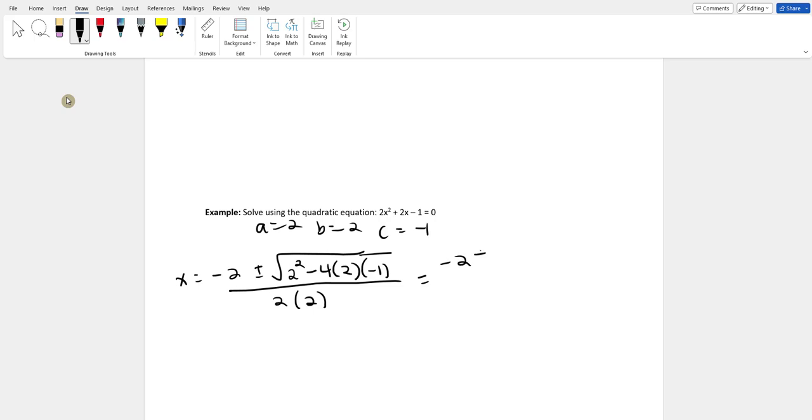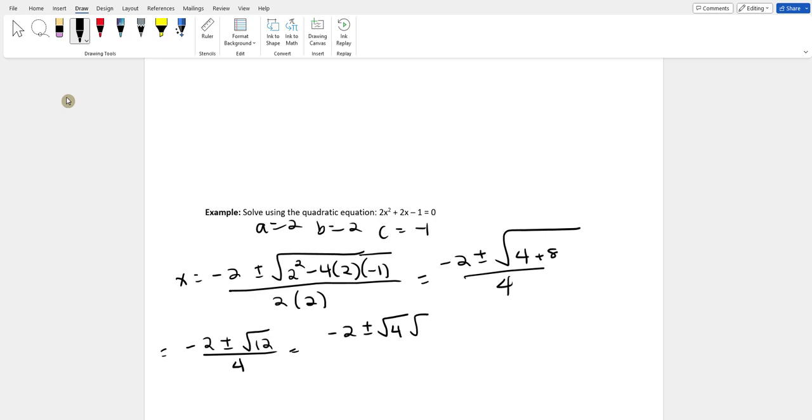This gives me negative 2 plus or minus the square root of 4 plus 8 all over 4. This brings me to negative 2 plus or minus the square root of 12 all over 4. And I'm going to break down the square root of 12. The square root of 12 breaks down into the square root of 4 times the square root of 3, all over 4. And we know that the square root of 4 is 2.